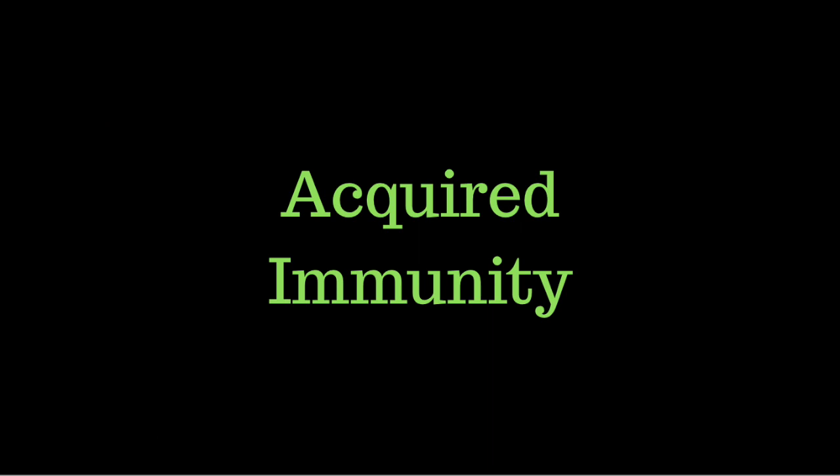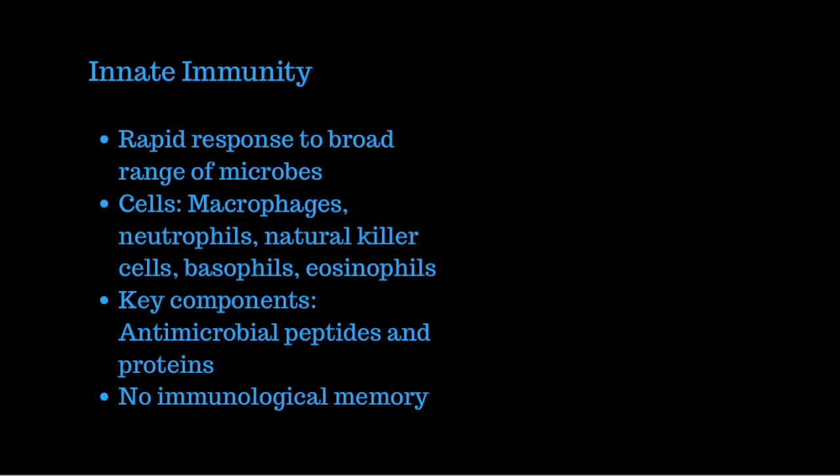This is due to acquired immunity, the work of the adaptive immune system, which uses specific antigens to work up an immune response. This is different from the innate immune system, which attacks only based on the identification of general threats, uses macrophages, neutrophils, natural killer cells, dendritic cells, basophils, and eosinophils, has the key components of antimicrobial peptides and proteins, and does not have any immunological memory.